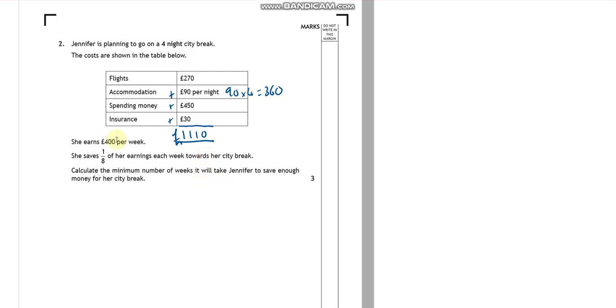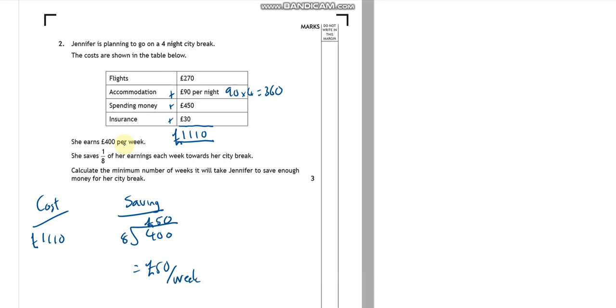Now she earns £400 a week, and she's saving an eighth of that. Okay, so we know the total cost is 1,110. How much is she saving? Well, she's saving an eighth of 400. So it's just 400 divided by 8. So that's going to give her £50. Okay, so she's saving £50 each week. And what's her target then? Her target is 1,110, and she's saving £50 a week. So how are we going to work out how many weeks? Well, 1,110 divided by 50. You're effectively saying, 50 times what gives you 1,110.